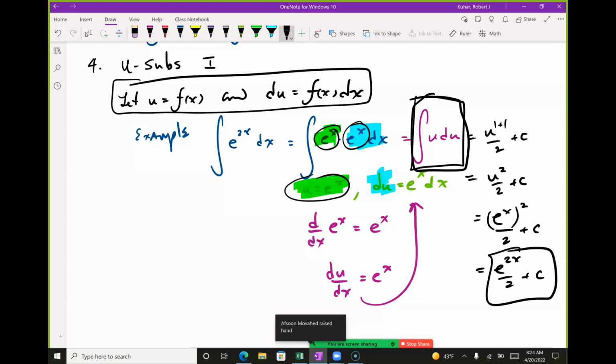So I remember using u subs to find the derivatives in high school. Yes, I'll have to review. When you picked u and you picked du, which one did you pick? Du as e to the x dx because it was closest to dx.